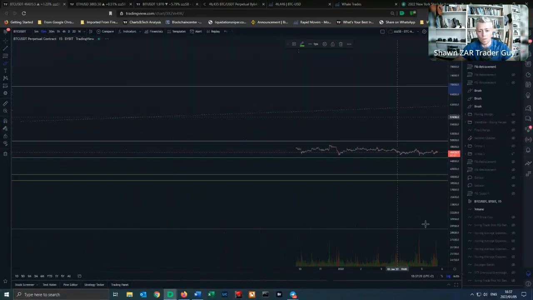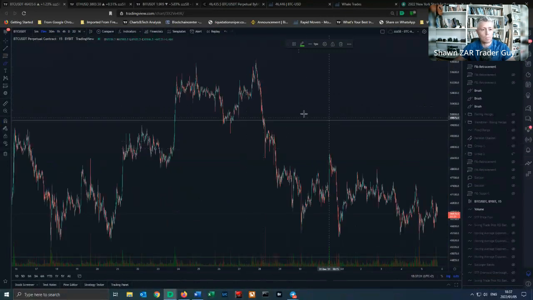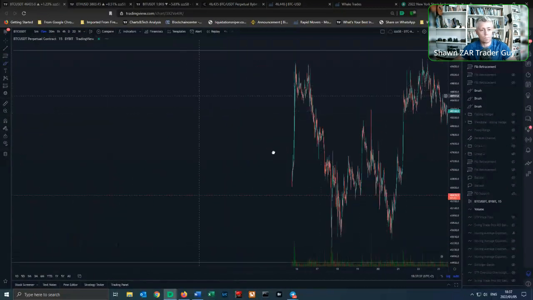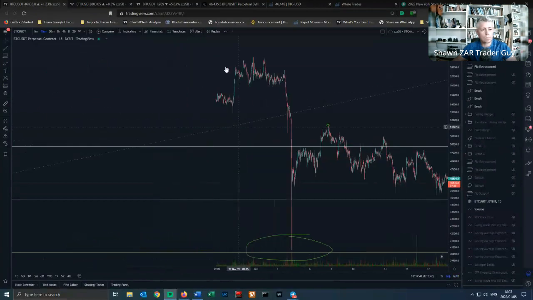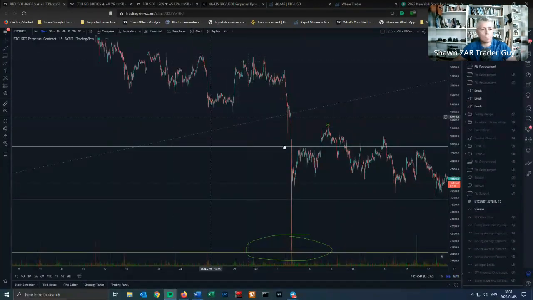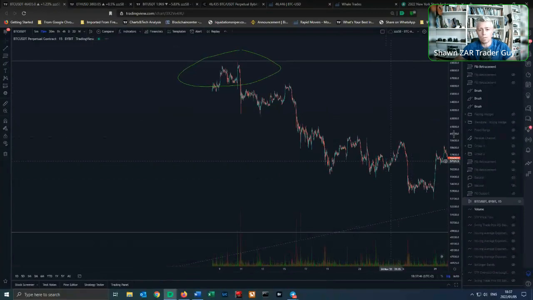So let's just move left there. Sorry about that, I always forget to turn off that brush tool. So where are we? Okay, there it is.